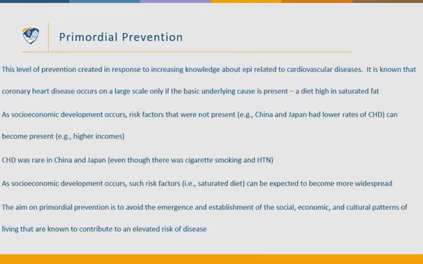Primordial prevention. This level of prevention was created in response to increasing knowledge about epidemiology related to cardiovascular diseases. It is known that coronary heart disease occurs on a large scale only if the basic underlying cause is present, a diet high in saturated fat.